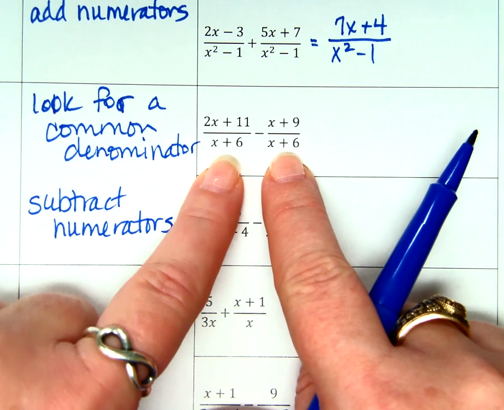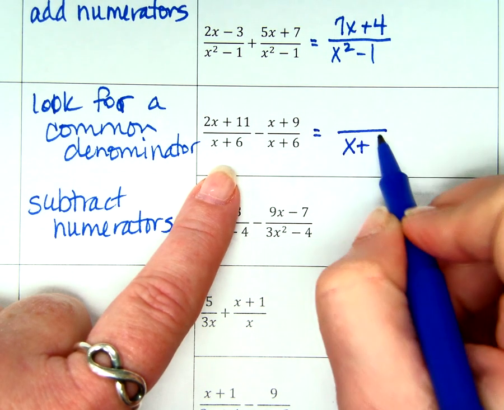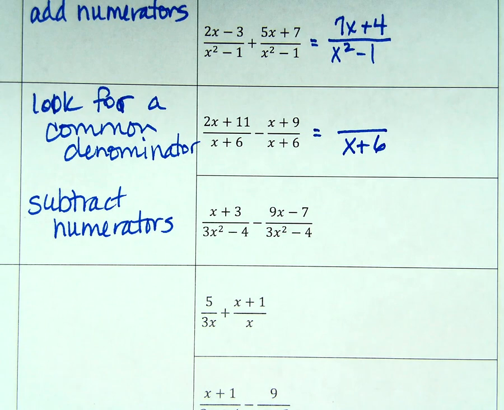What do you notice? It's already common, so I keep it. And what do I do with the numerator? Subtract. This is where I need you to be careful, okay? Because I can't tell you how many people are going to say the answer is x plus 20. Why are they going to say x plus 20?